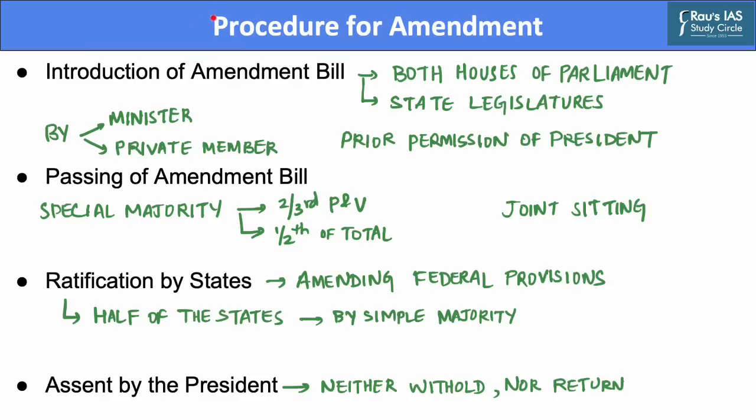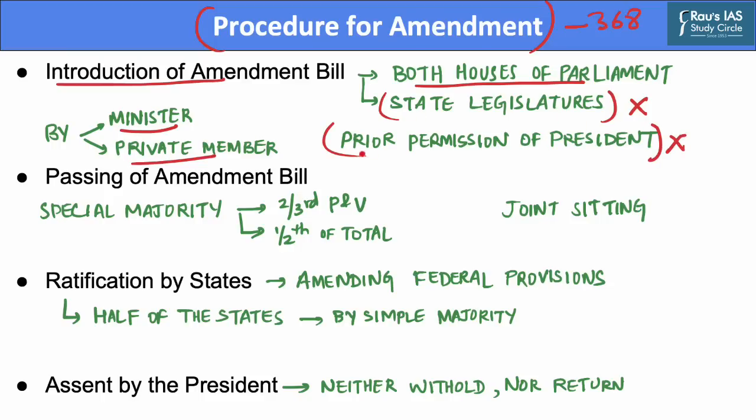Now, the procedure for the amendment of the Constitution, as laid down in Article 368 of the Constitution, is as follows. An amendment of the Constitution can be initiated only by an introduction of the amendment bill in either of the houses of the Parliament. However, they cannot be introduced in the state legislatures. The bill can be introduced either by a minister or by a private member and does not require the prior permission of the President. The bill must be passed in each house by a special majority, that is, majority of the total membership of the house as well as 2/3 of the members who are present and voting.